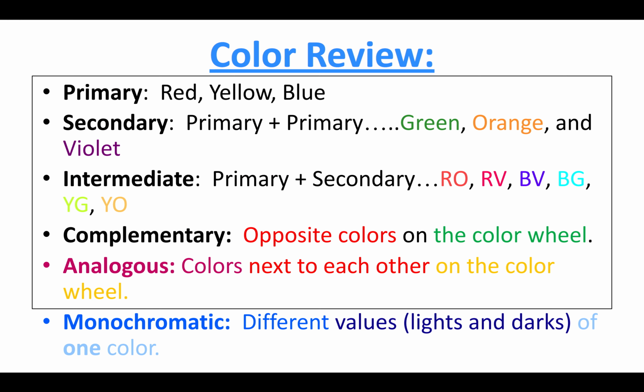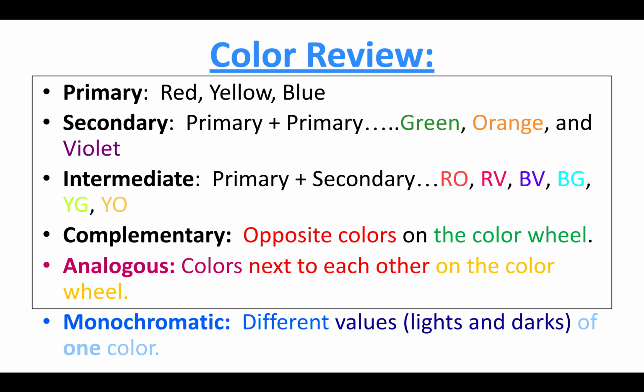So, in review, primary colors are red, yellow, and blue. Secondary colors are made by mixing two primary colors together. Secondary colors are green, orange, and violet. Tertiary colors, also called intermediate, are made when you mix a primary and a secondary color together. So this would be red-orange, red-violet, blue-violet, blue-green, yellow-green, and yellow-orange.